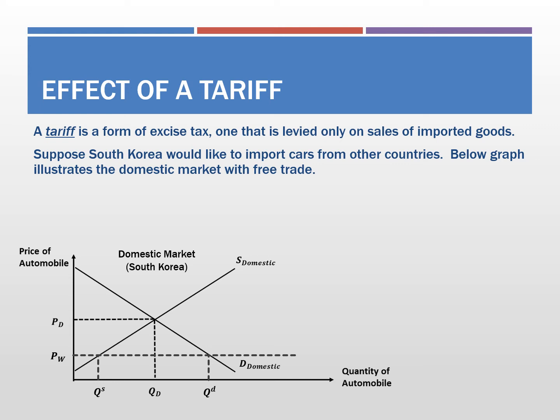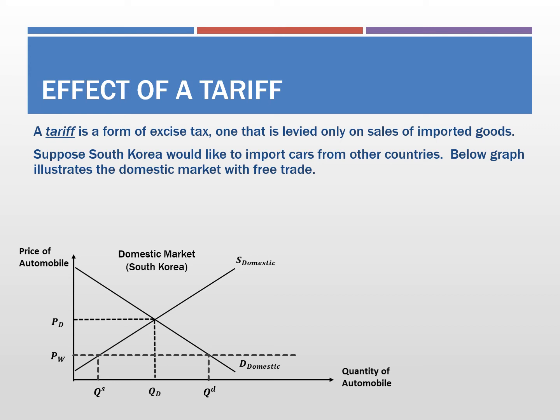A tariff is basically a form of excise tax, or sometimes people call it an import tax, on goods and services. It is a form of tax usually used to prevent the failure of domestic businesses or industries, in order to give them the opportunity to gain business in the domestic markets. We are going to look at a new country here, let's say South Korea, and take a look at car production, or the car market.